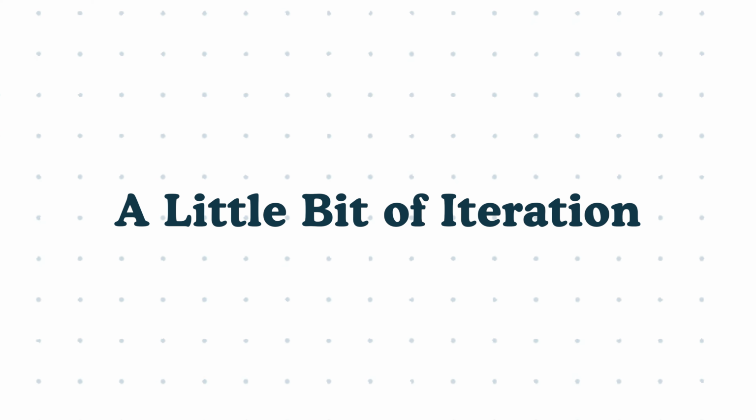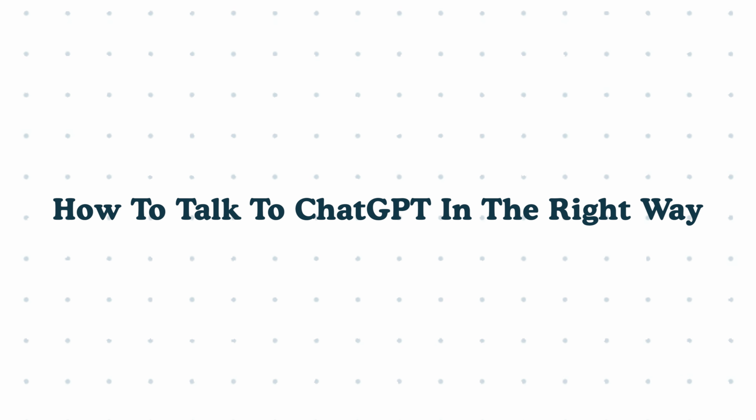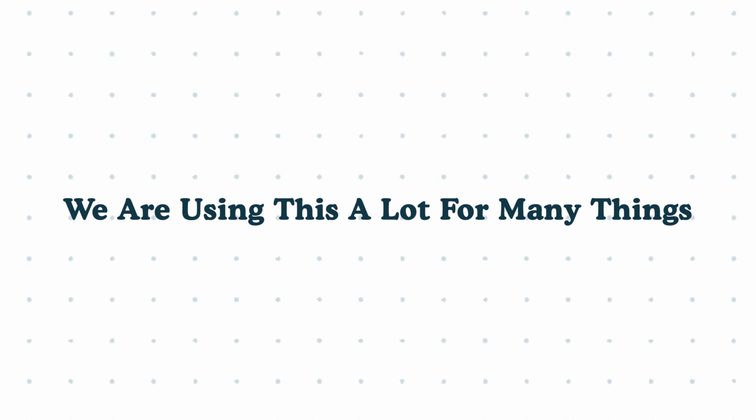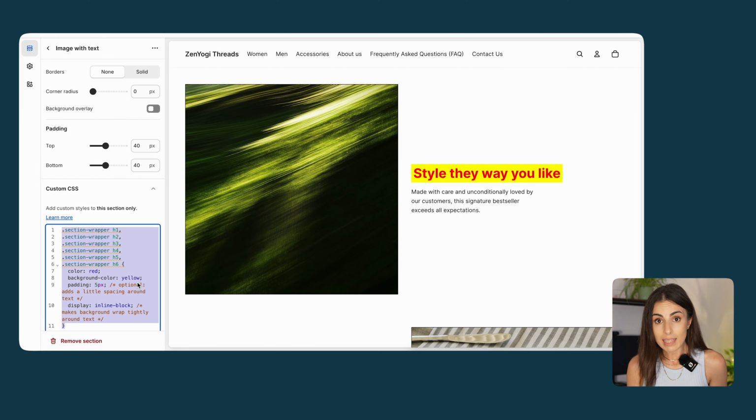Sometimes it will need a little bit of iteration for you to learn how to talk to ChatGPT in the right way, because it's very important to be very clear about what you want to change. But giving the section code to ChatGPT makes it super easy, because it will return directly the CSS that you want to paste in here. We use this a lot for many things, because adding CSS in here is way easier and way safer than changing the theme code itself. And by the way, even when you update the theme, the code is going to stay in here and be preserved, so you have no problem with anything.